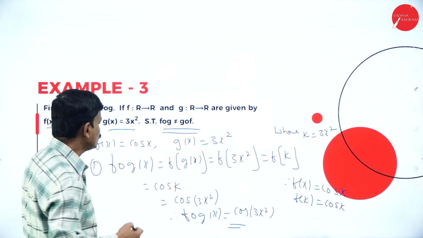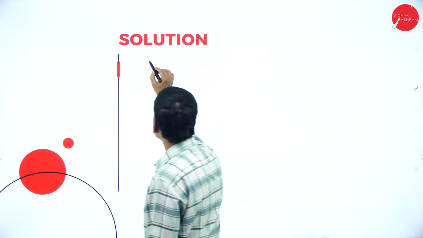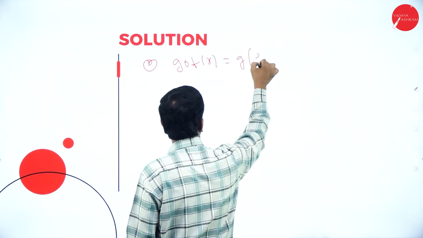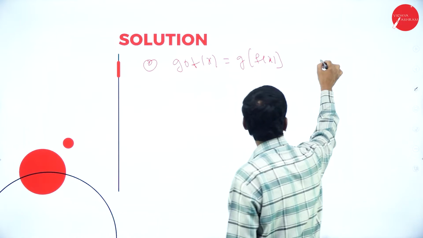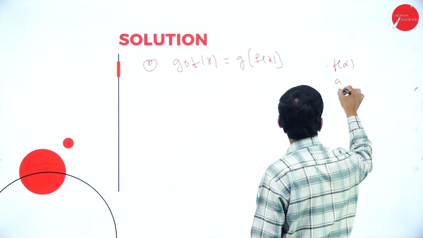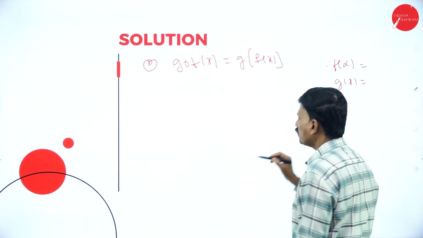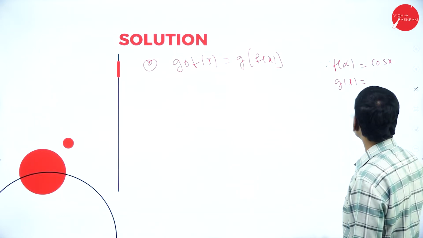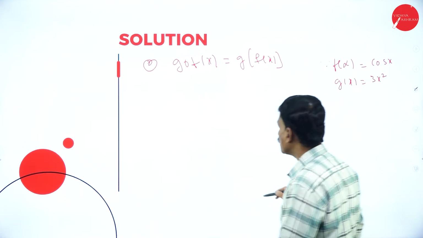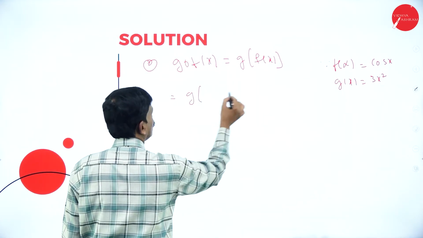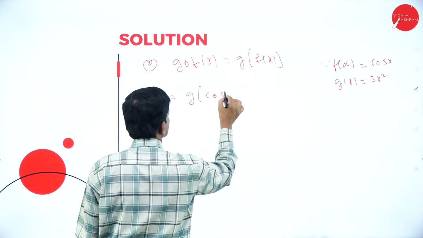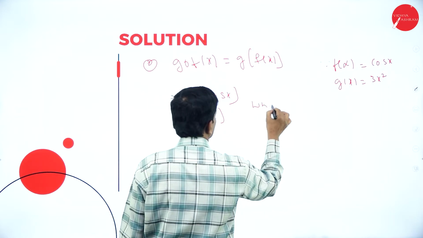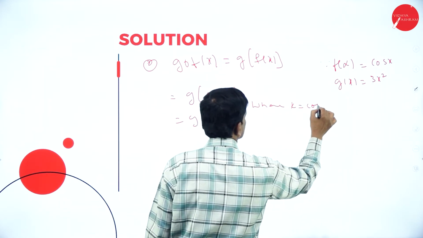Now on the other hand, let us find out g naught f. The second one, g naught f of x, is equal to g of f of x. Now we know what is given, f of x and g of x. What is f of x? f of x is cos x. What is g of x? g of x is 3x square. Now substitute here f of x, which is cos x. Let us call it k again, where k is equal to cos x.